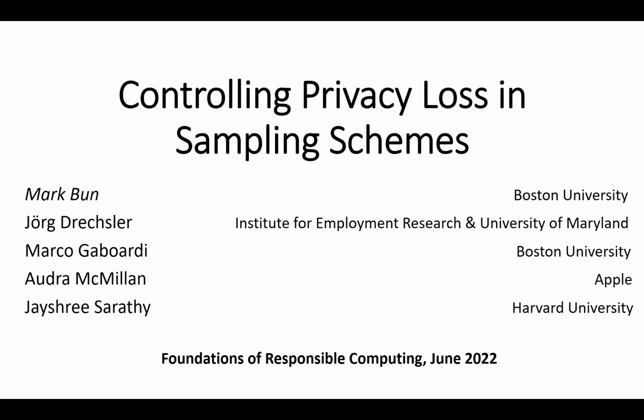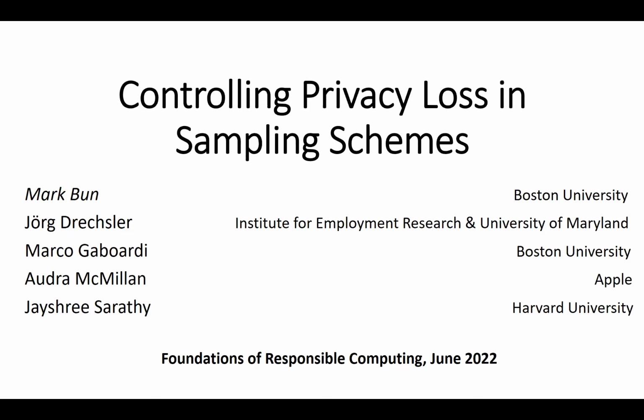So I'm going to be speaking about joint work with Marco Gaboardi, Audra McMillan, and Jayshree Sarathy, who are computer scientists, and Jörg Drechsler, who's a statistical survey methodologist at the IAB Institute for Employment Research in Germany. And basically what we try to do in this work is understand, in finer detail, the relationship between differential privacy and sampling, especially sampling that appears in statistical survey designs.